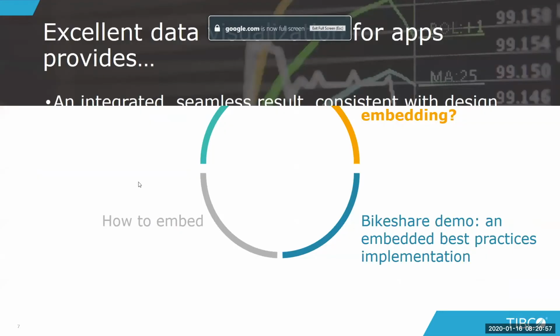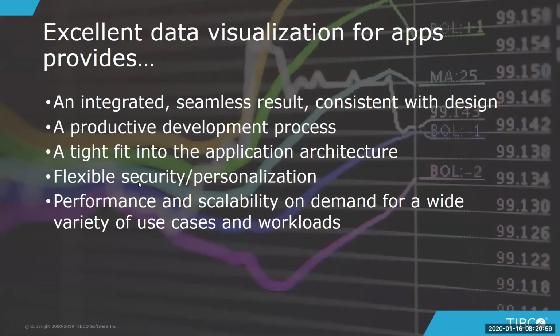That's better. All right. So when you're thinking about doing embedding, these are the sort of things you're looking for, really. You want to end up with a seamless result for your audience. It shouldn't be jarring. The user experience should be consistent and seamless. You want a productive development process, and you've got to fit into the application architecture. You've got to think about data level security, personalization, and performance is really a major part of it as well, because we're talking about embedding.